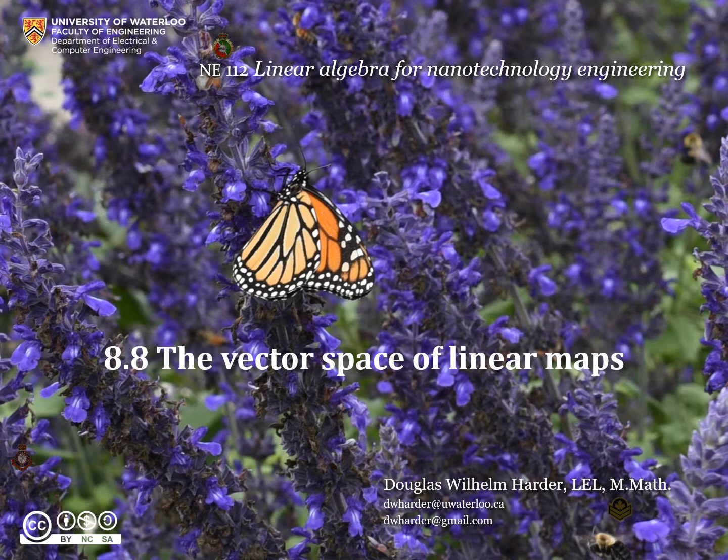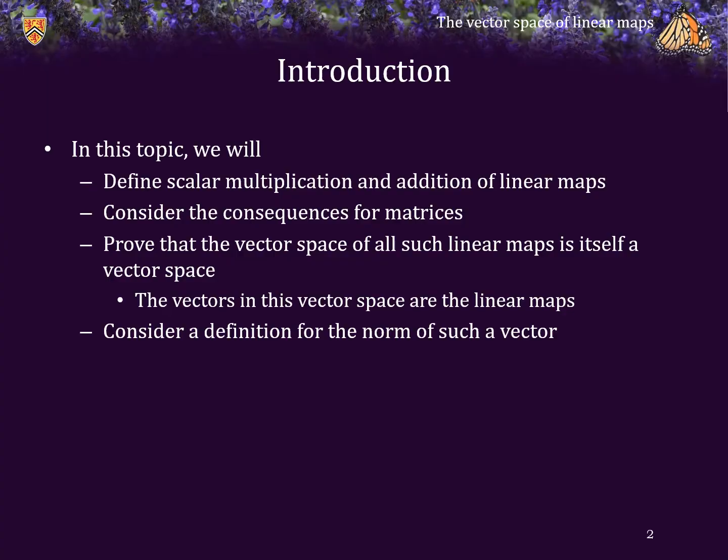We're going to discuss the vector space of linear maps. So in this topic, we will define scalar multiplication and addition of linear maps. We will consider the consequences of these definitions for matrices, which represent the linear maps from finite dimensional vector spaces to finite dimensional vector spaces. We will prove that the vector space of all such linear maps is indeed a vector space by going through all 10 axioms.